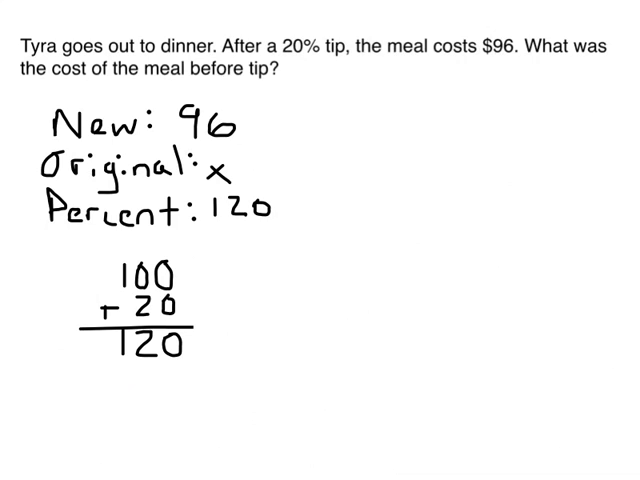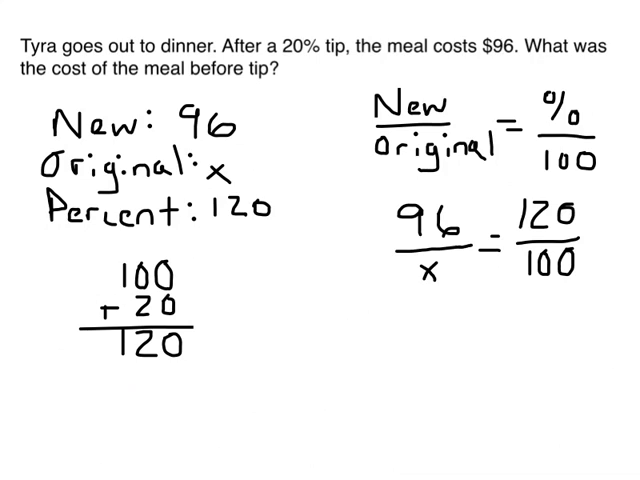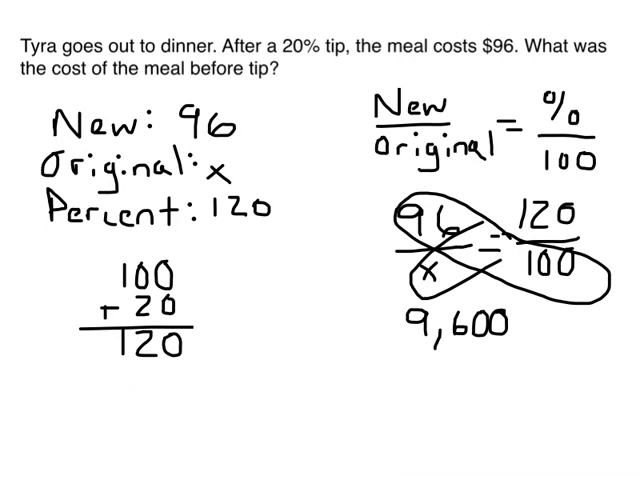How would I set up a proportion to solve this problem? 96 is the new amount, so that goes in the numerator, over x, my original, and that matches up with 120% over 100. Now we can cross multiply. What's 96 times 100? It's 9,600. And I can represent x times 120 as 120x.